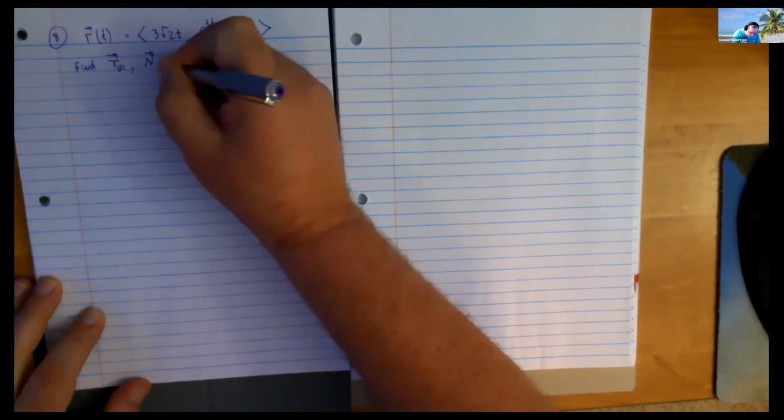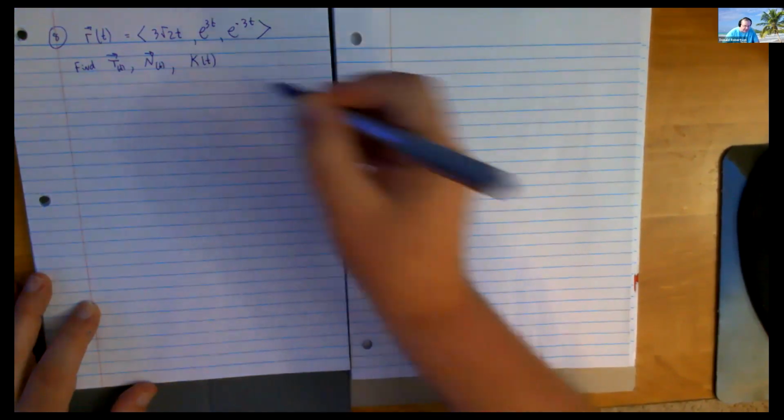Now, technically, these things have a t attached to them, but sometimes they just write T, N and kappa, and we all understand that it's not a single vector with just numbers in it. It's a vector function, right? There's t's in it, typically.